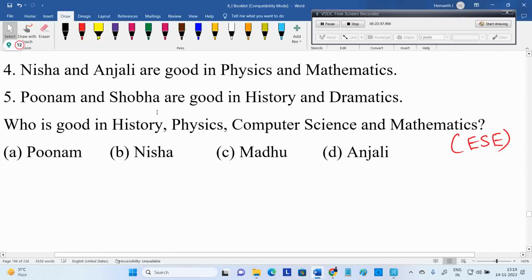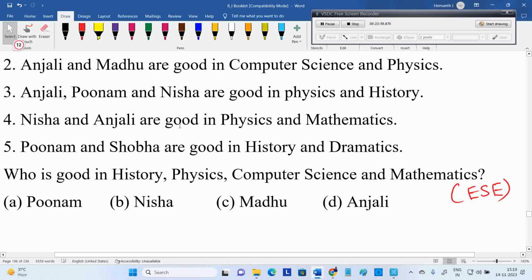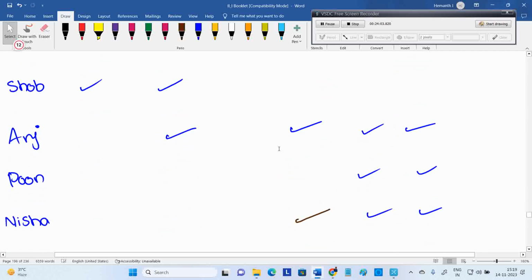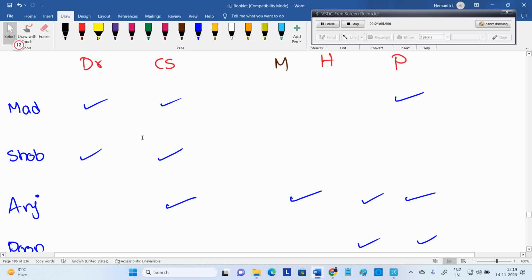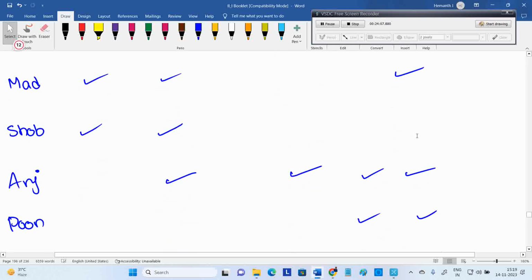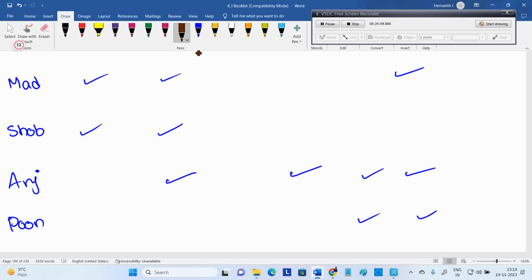Finally, Poonam and Shobha are good in history and dramatics. Poonam and Shobha, history and dramatics. So history, okay, dramatics. Poonam and Shobha, history and dramatics.